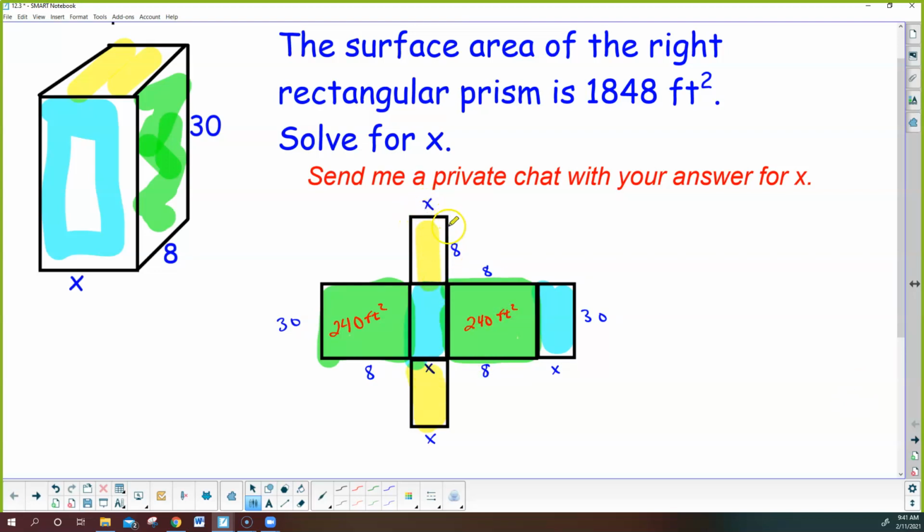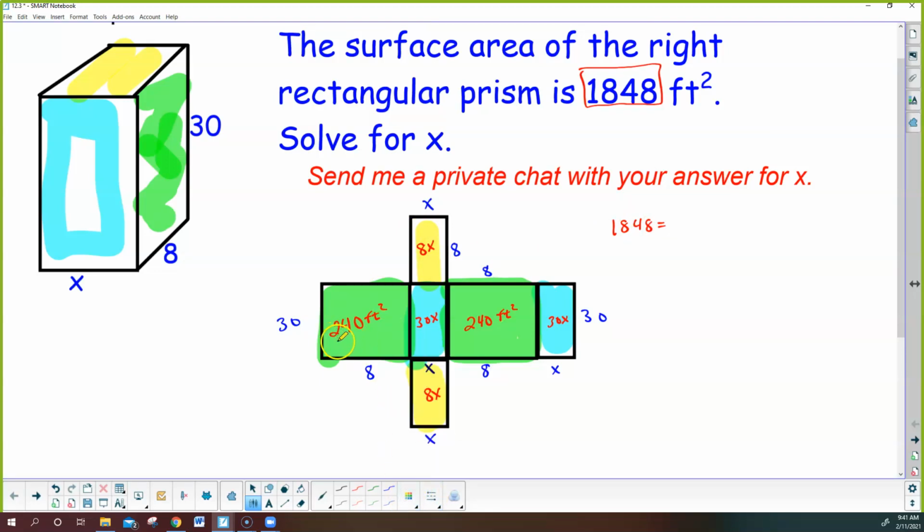Well, this yellow one is x by 8, so that's 8x. This blue one is x by 30. And by the way, this net is not drawn accurately. That's why I put the side lengths on here. But I know that every yellow one is going to be 8x, and every blue one will be 30x. So now I've got the area expressions for all of those, and we know that the total surface area is 1848. So we're going to add all that up.